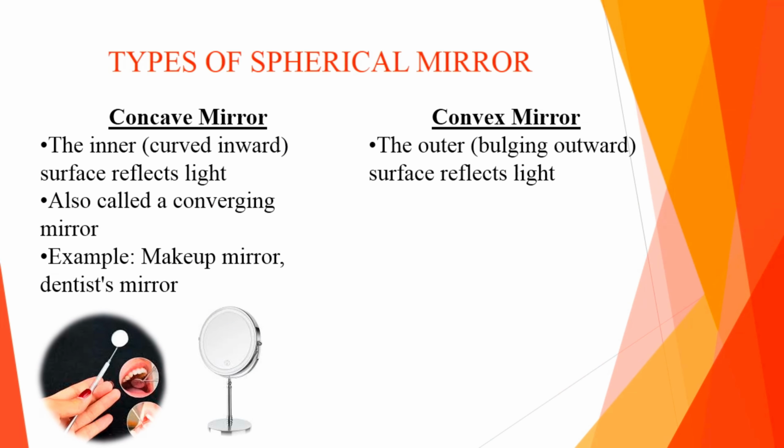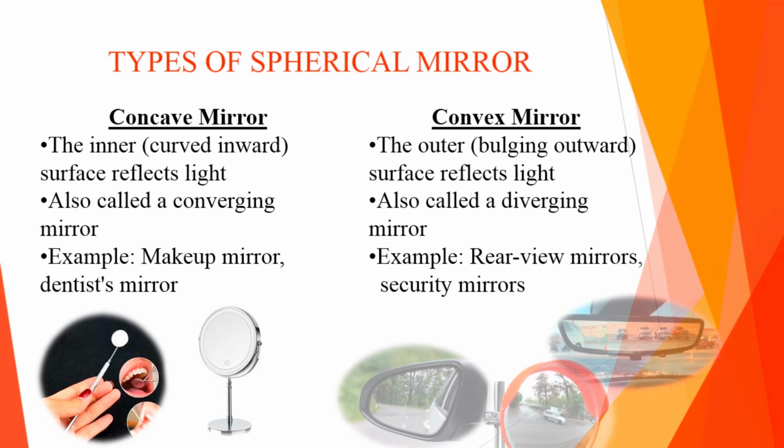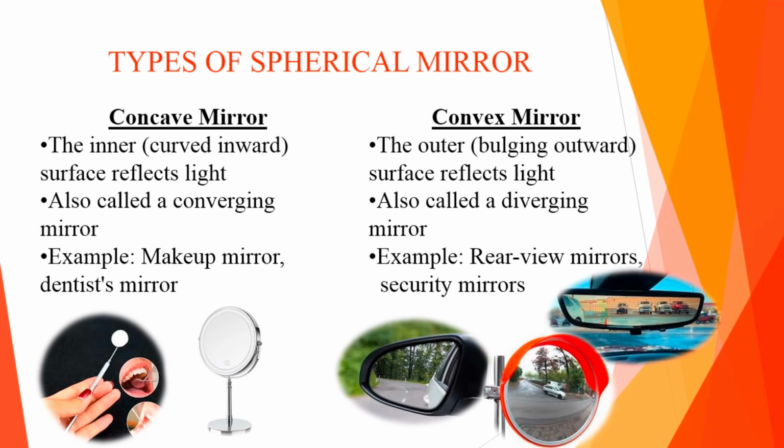Next is the convex mirror. This mirror curves outward like the back of a spoon. It reflects light rays outward, so it's known as a diverging mirror. Convex mirrors are commonly used as rear view mirrors on vehicles and in security mirrors because they give a wider field of view.